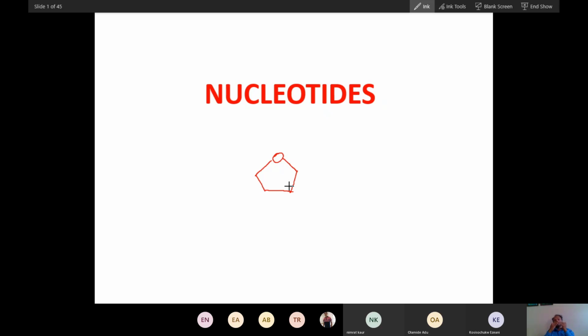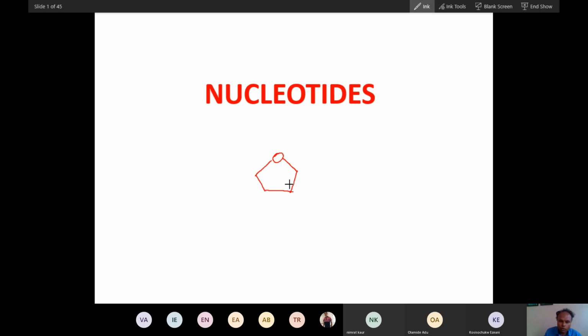In one thumb, if you do like this, there are two thumbs. In one thumb, base is attached. In the other thumb, phosphate is attached. So this makes a nucleotide. If you do like this with your hand, it becomes a nucleotide. So remember things by using your hands and other tricks.